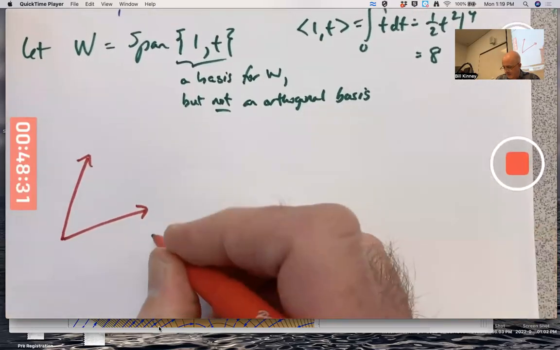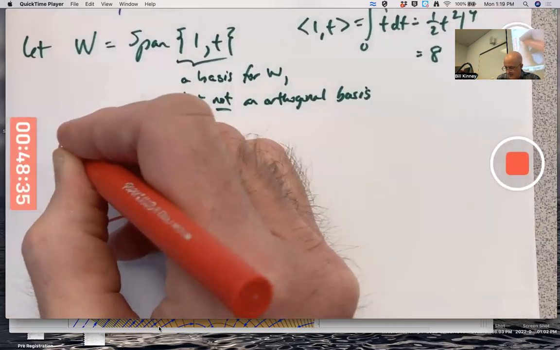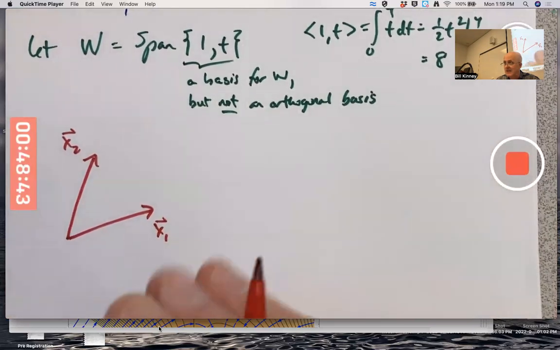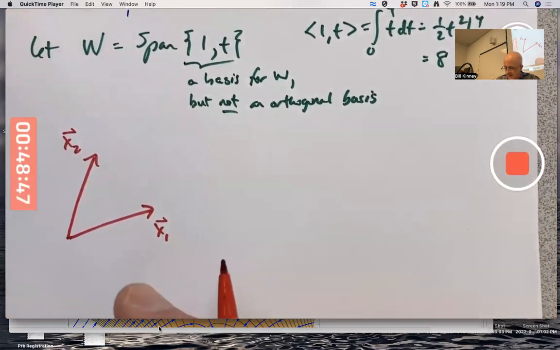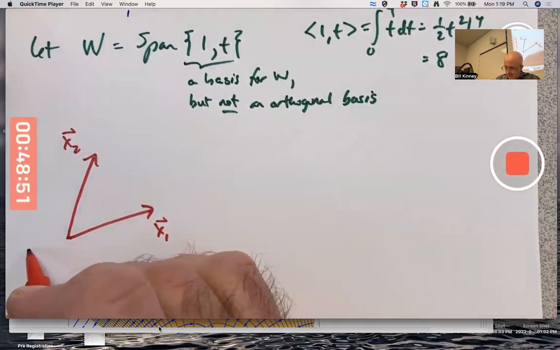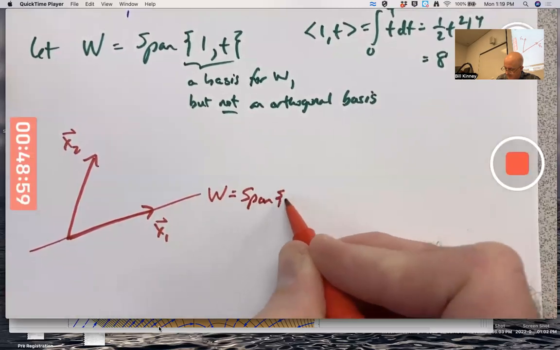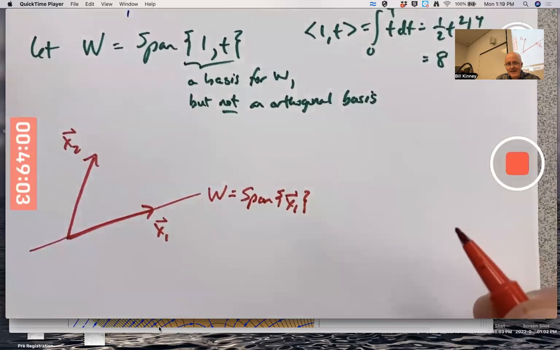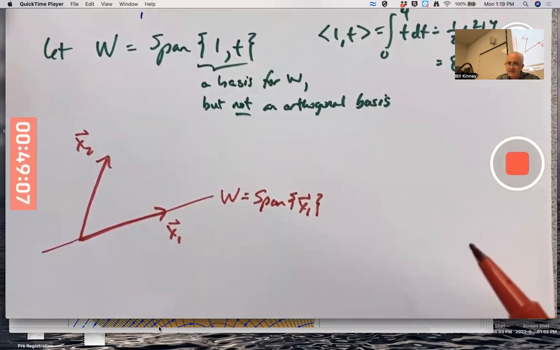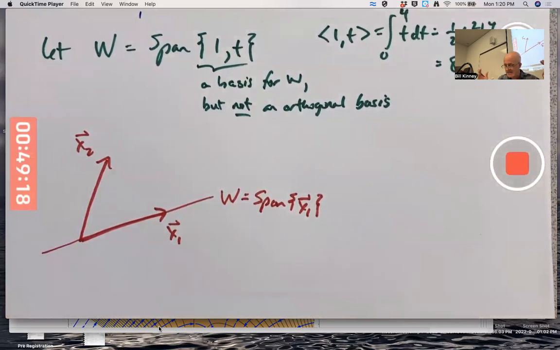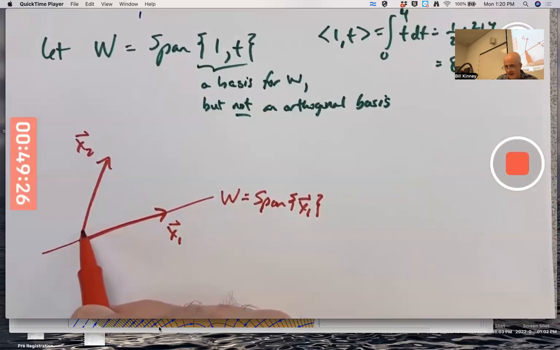Thinking about ordinary vectors that are arrows, call this vector x1, this vector x2. I'm drawing this in the plane of my paper, but you could pretend these are vectors in three-dimensional space if you like, though they would lie in the same plane. They would define some plane. You could let W be the subspace spanned by x1. And you could also note that x1 and x2 together would form a basis for some two-dimensional subspace. It would be the entire plane if these are vectors in R2. It would be some plane through the origin if these were vectors in R3. But it's not an orthogonal basis according to the usual dot product because this is not a right angle.